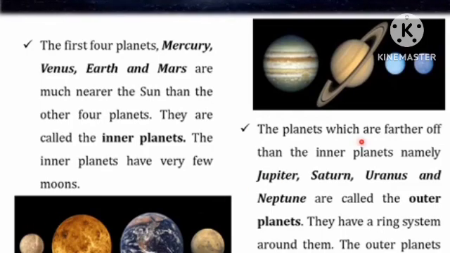Now, the planets which are farther off than the inner planets, namely Jupiter, Saturn, Uranus and Neptune, are called outer planets, and they have a ring system around them. The outer planets also have a large number of moons. So the inner planets are Mercury, Venus, Earth and Mars. Outer planets are Jupiter, Saturn, Uranus and Neptune.